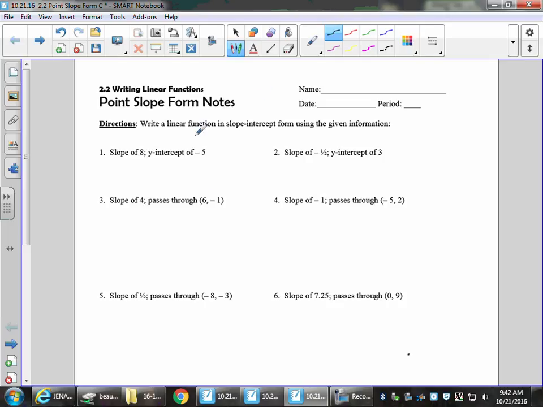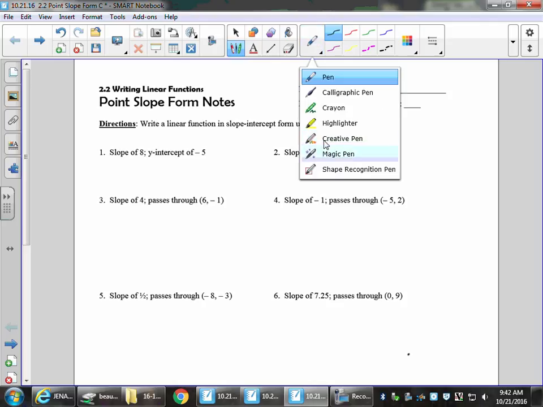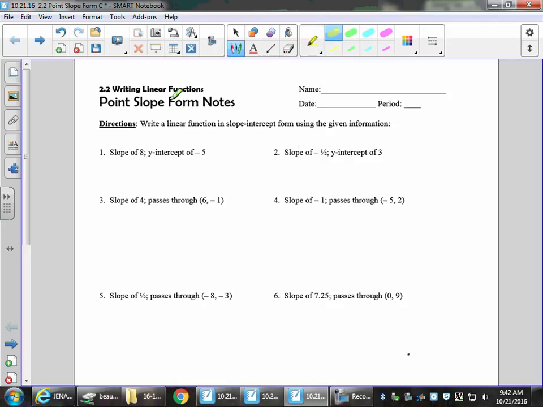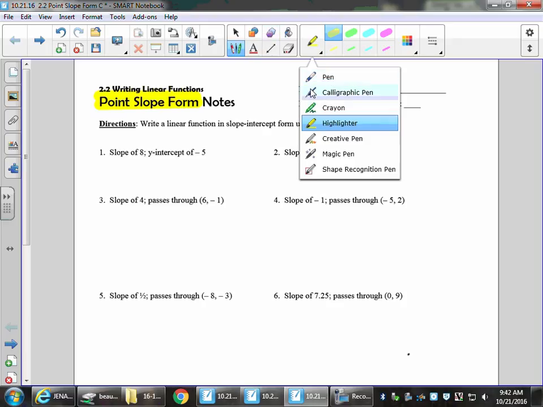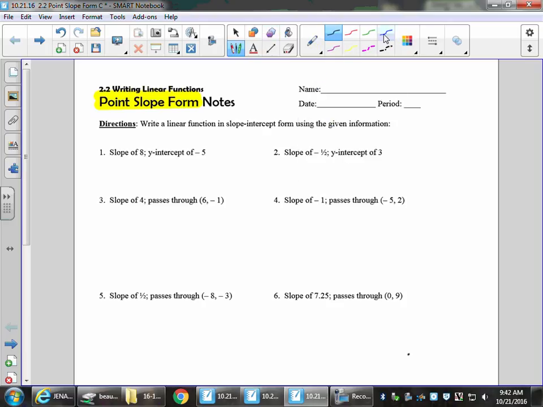Yes. So let's make a nice connection to this name, point slope form. Just from the name, what do we know this is going to have? We'll have a point and a slope. Did we say y-intercept? No. Big difference. It can be any point on the line. We're going to discover that in a moment.